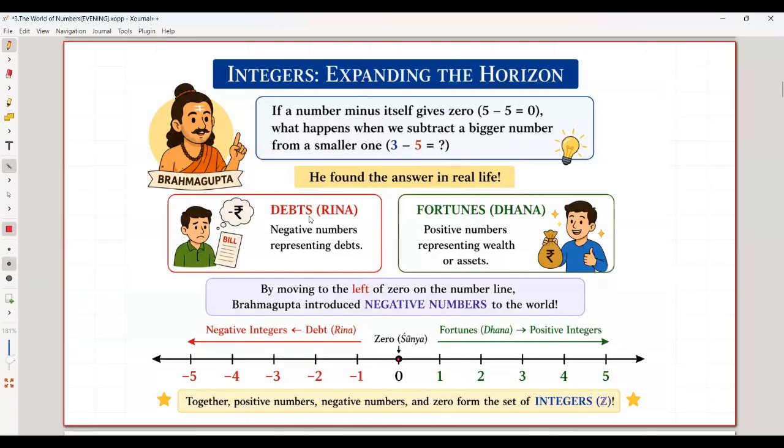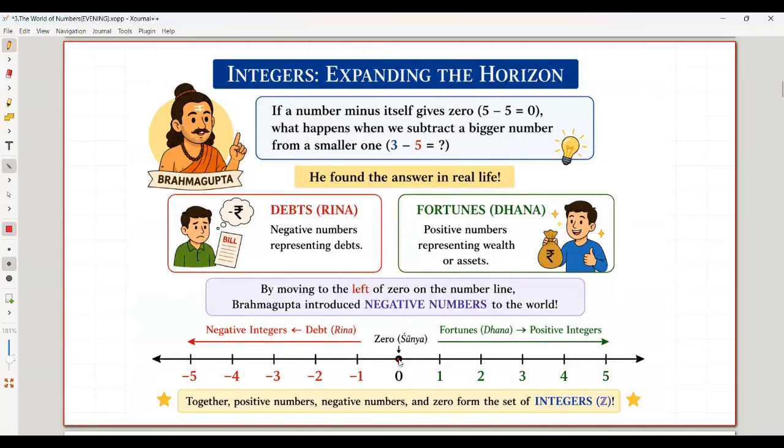Here, debt is nothing but negative numbers. Fortune is representing positive numbers. Debt means minus, negative numbers; fortune means plus, positive numbers. By moving to the left of 0 on the number line, Brahmagupta, the great Indian mathematician, introduced negative numbers to the world.